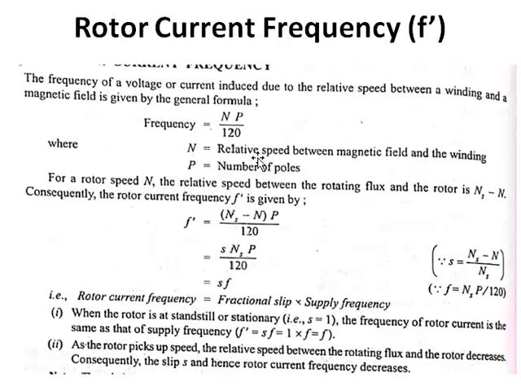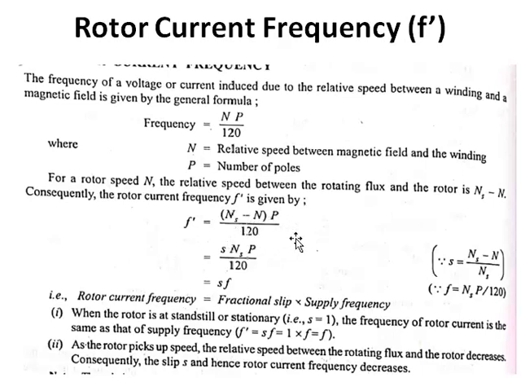So what is the relative speed? Ns minus N. If you want, you can represent it as N dash, if it is confusing. That is how it is represented in the notes. You can refer to that. So N is the relative speed, P is the number of poles, divided by 120. Now replacing the same equation here, for a rotor speed N, the relative speed between the rotating flux and the rotor is Ns minus N. Consequently, the rotor current frequency f dash is given by f dash is equal to (Ns minus N) into P divided by 120.